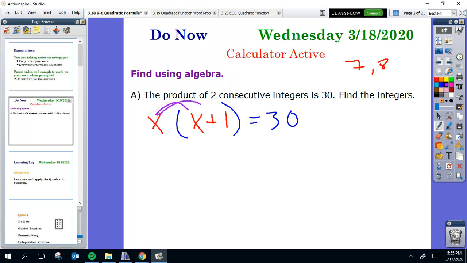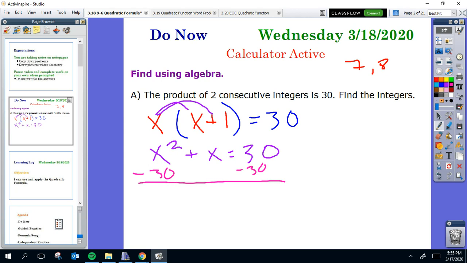When I simplify, this becomes x squared plus x equals 30. Now this looks like a quadratic equation, except I need to get this to equal 0. In order to do that, I'm going to subtract 30 from both sides. When I do that, I have something that's more familiar that we're dealing with: x squared plus x minus 30 equals 0.